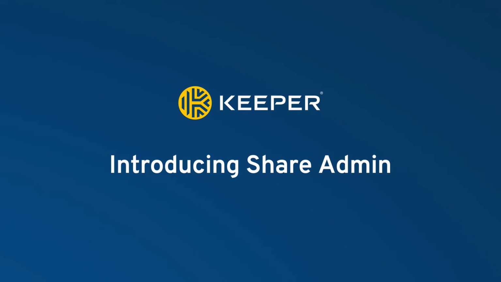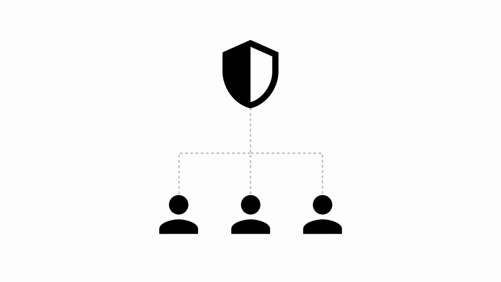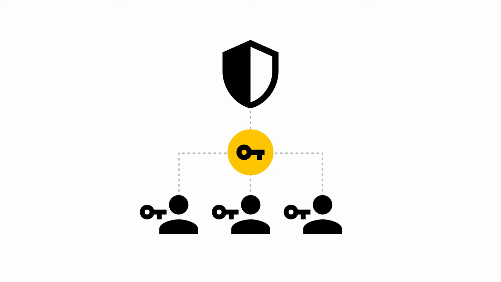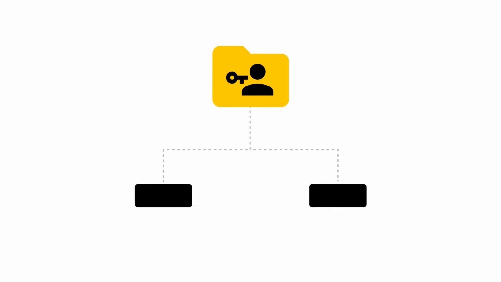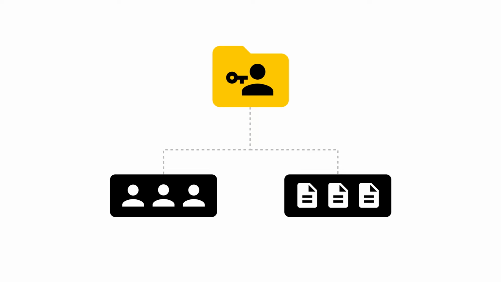Introducing Share Admin, a new administrative permission that will transform the way your organization's privileged administrators manage shared folders and records. Keeper's Share Admin feature is a role-based permission that gives administrators elevated access rights over your organization's shared folders and records. Share admins have full user and record privileges for any shared record that they have access to, with some restrictions we'll cover later in this video.